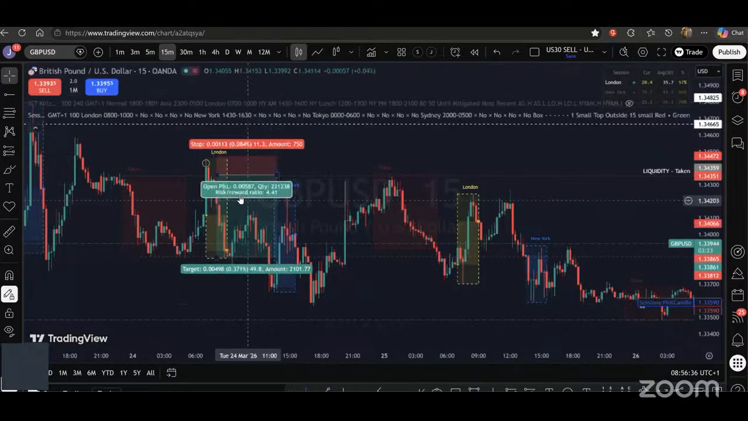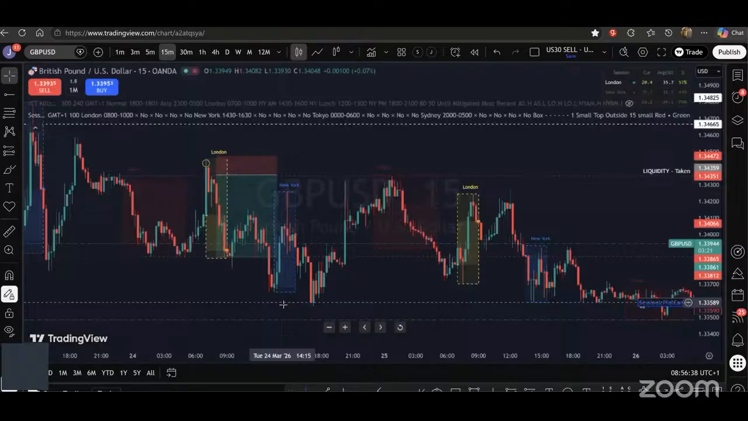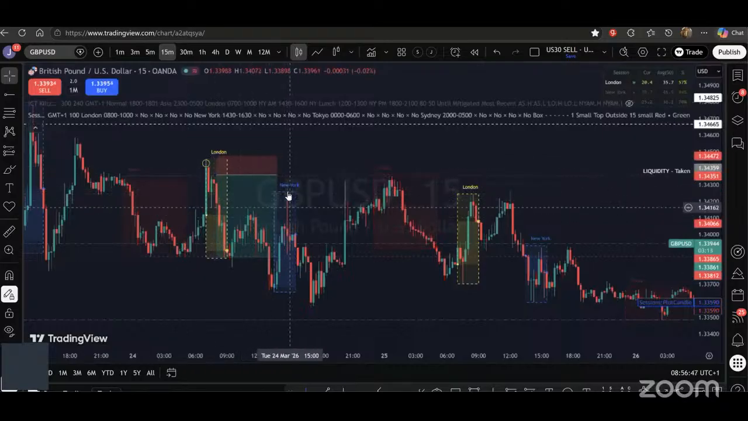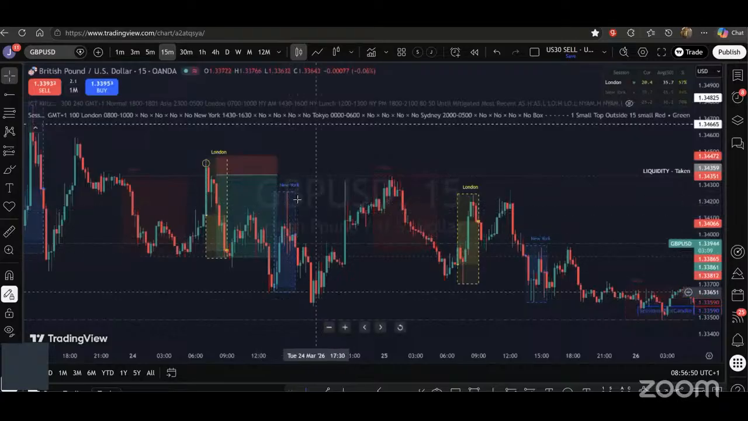Now, in this instance, we can see how New York pushed up and tapped into 50% of the previous session, which is London, and had huge wick rejection from that area, and then continued London's bearish energy. Yeah, pushing down here.